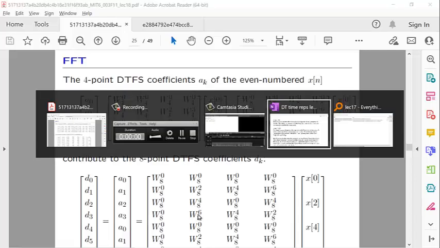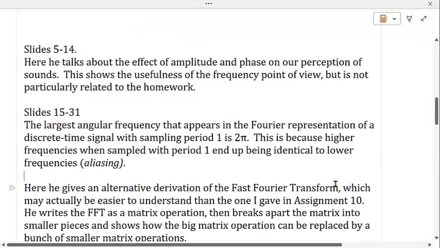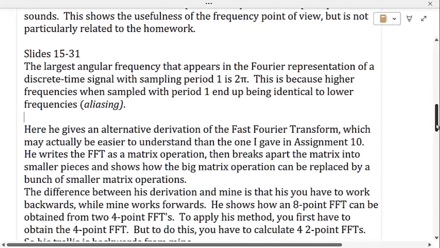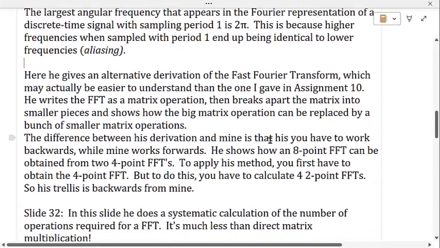I can say the difference between his derivation and the one that I gave you in your worksheet is that you have to work his backwards, while mine works forwards. He shows how an 8-point FFT can be obtained from two 4-point FFTs. But to apply his method, you first have to obtain the 4-point FFT. Then to do this, you'd have to find four 2-point FFTs. So you'd have to go from your original to four 2-point FFTs and build that up to 4-point FFT and build it up to an 8-point FFT. So I do it backwards. His trellis is backwards from mine.